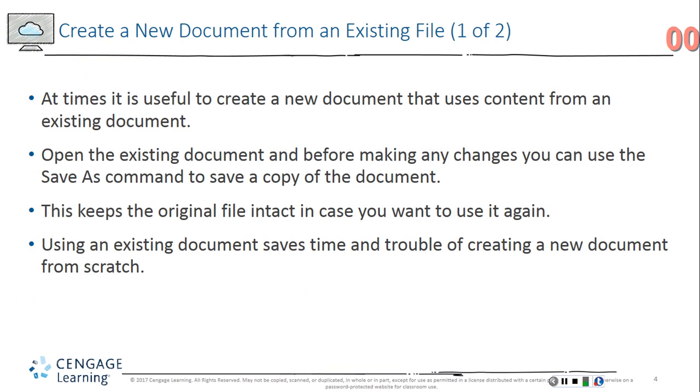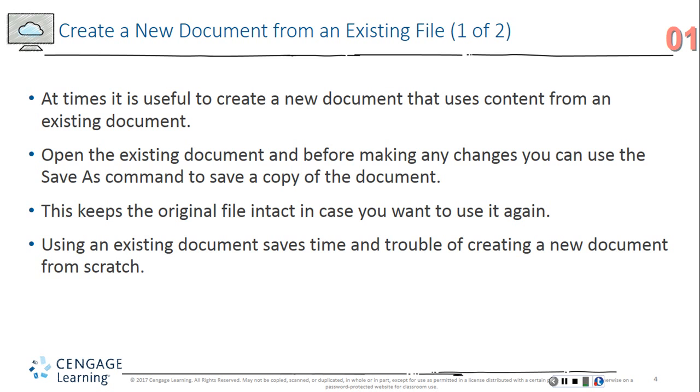So there's a couple ways to create a new document. One of those is creating a document from an existing file. This is useful if the document that you need to create uses content from an existing document. For example, if there's some type of standard form that you might have to create on a regular occasion, you can simply save a copy of a previous version of that form, change whatever text or information needs to be changed in that document, save as the new document name, and you've created your document. Very simple.